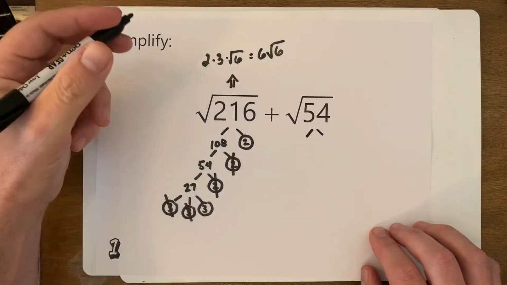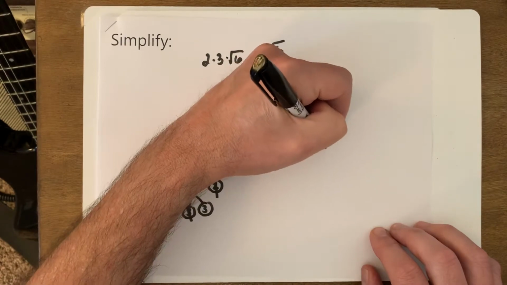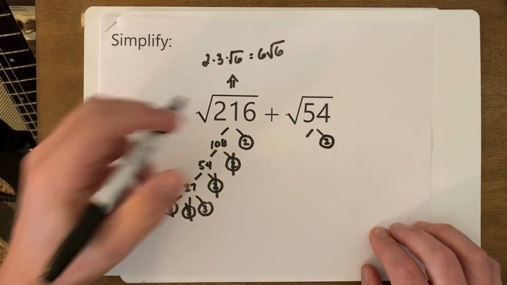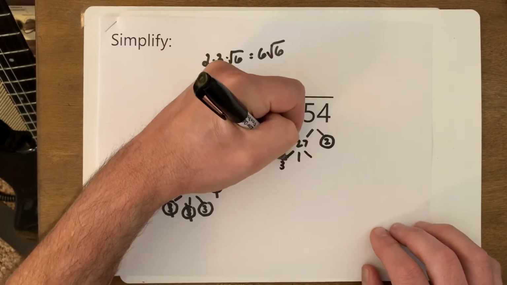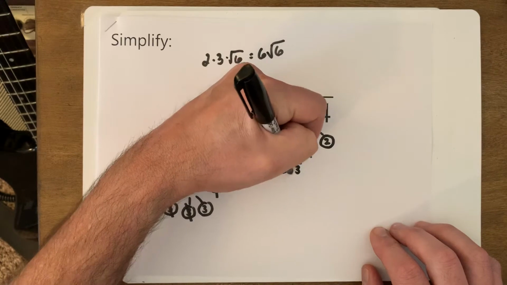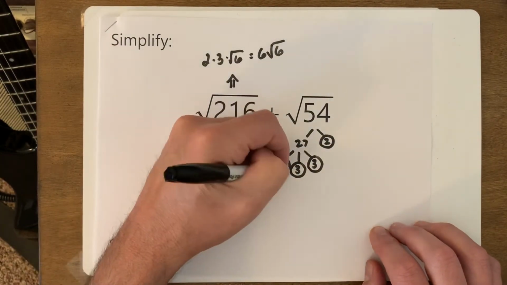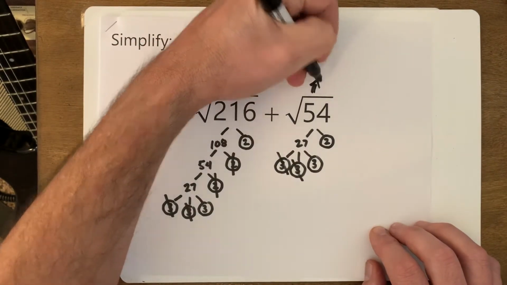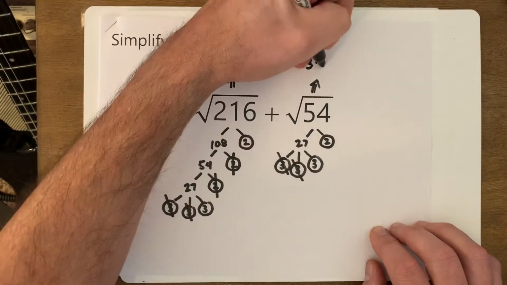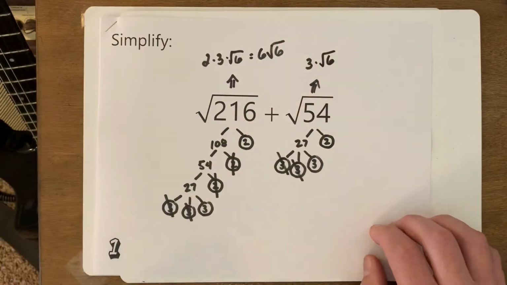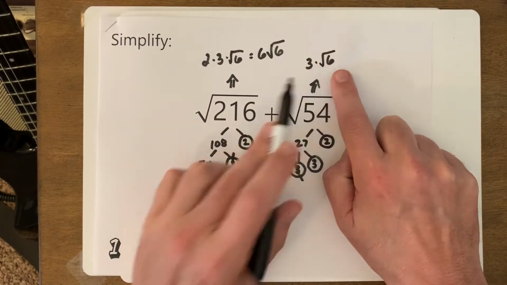All right, let's do the same thing with 54. 54, if we break that down, and we already have it here, but we'll do it again anyway. We have 2 times 27. And again, 27 was 3 times 3 times 3. And I always circle my primes. Okay, so now we have a pair of threes comes out. 3, and then 3 times 2 is 6. No pairs for those. So what we're looking at is adding together these two guys. 6 root 6 plus 3 root 6.